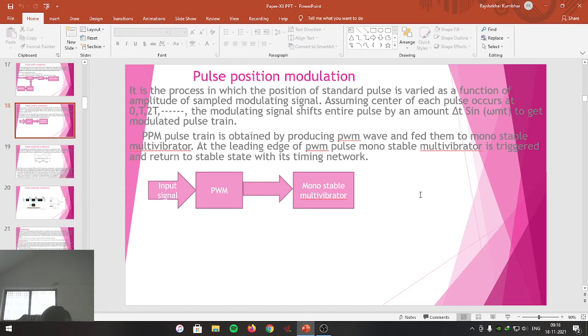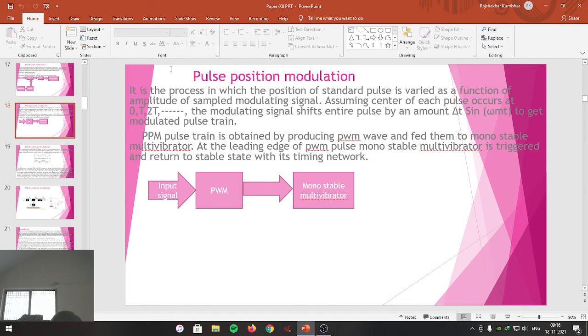After that, we studied the concept of pulse width modulation. In this case, as the amplitude of the signal changes, the width of the pulse is varied, either by increasing the trailing edge, decreasing the trailing edge, or changing both. The width of the pulse is changed with the change in amplitude. So that is what we call pulse width modulation.